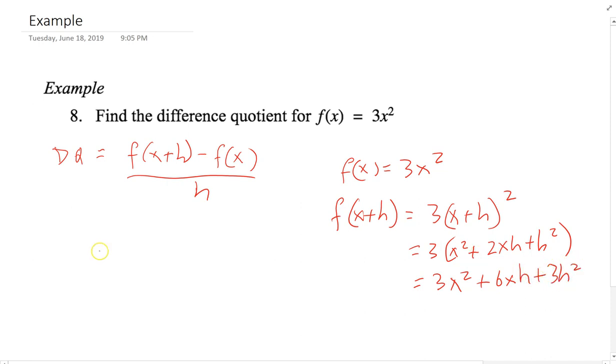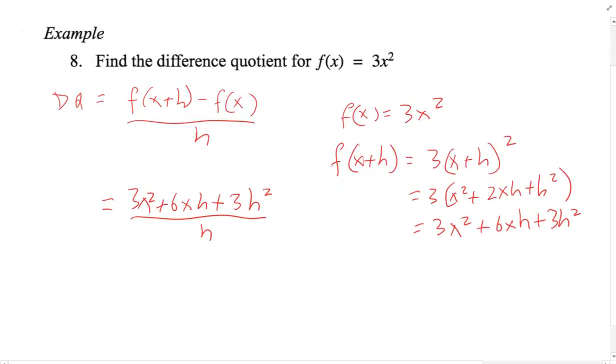Now plug these into the formula. We'll have 3x squared plus 6xh plus 3h squared all over h. And we can factor this. Oh, before we do that, we have to subtract our 3x squared before we actually do any factoring.